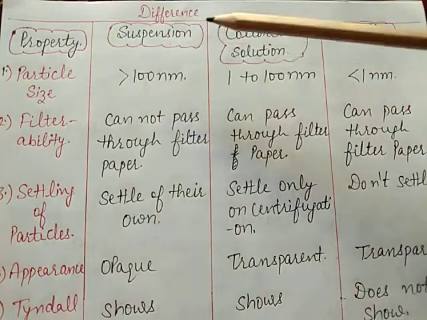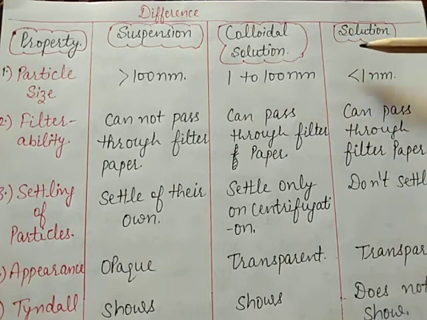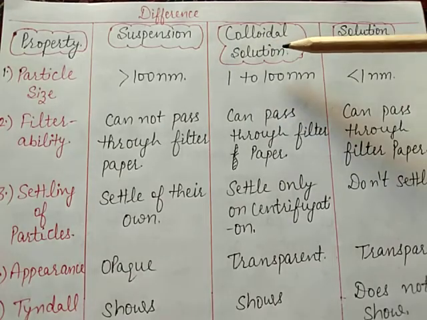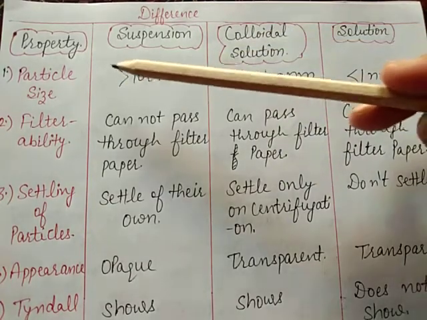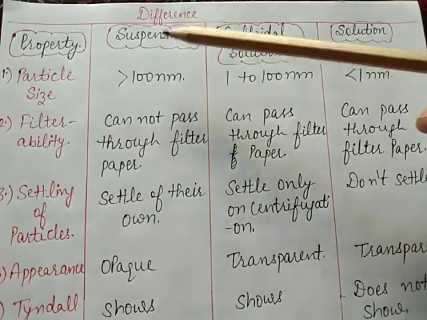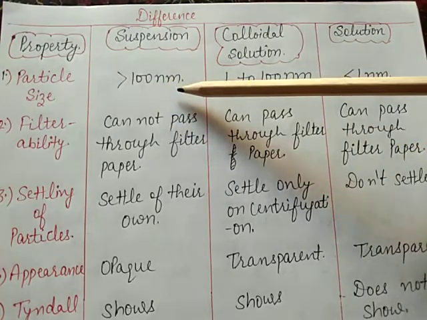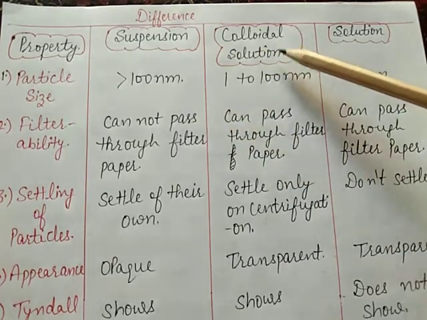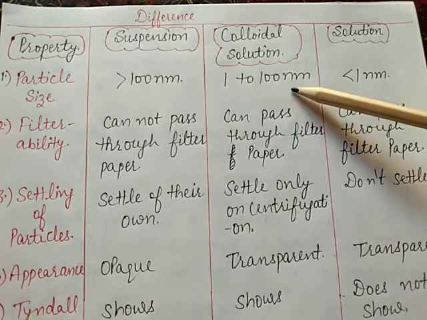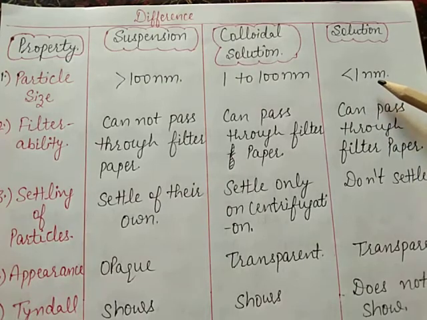Now, what is the difference between suspension, colloidal solution and true solution? This is the most important question for your exam. Point number 1, particle size. In the case of suspension, particle size is greater than 100 nanometer. In case of colloidal solution, it is 1 nanometer to 100 nanometer. In true solution, it is less than 1 nanometer.